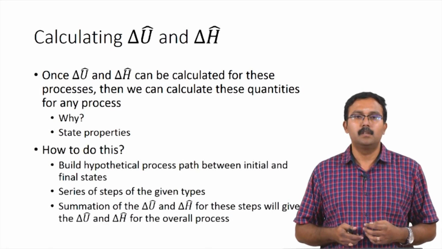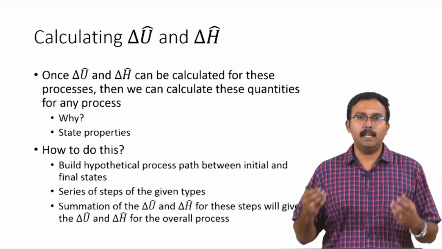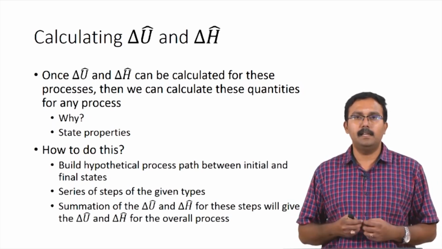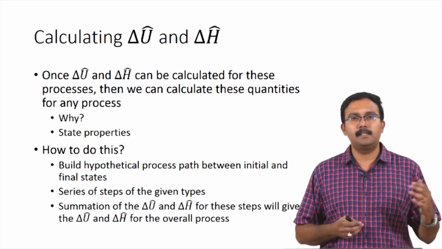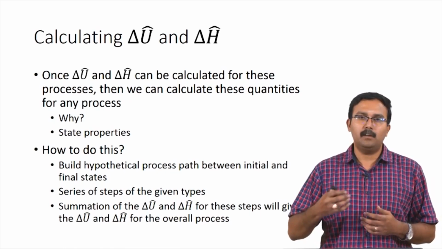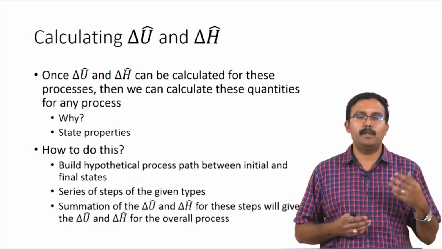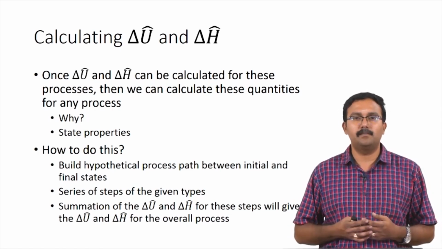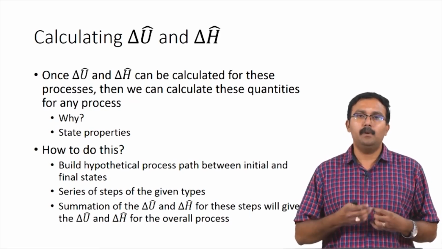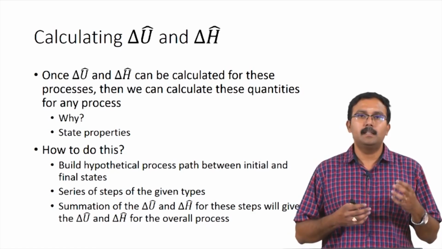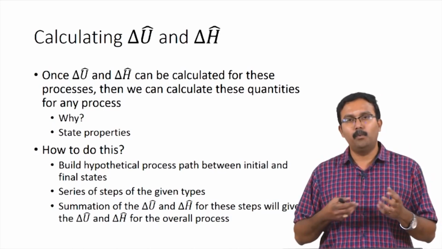So, how do we do this? We will be building a hypothetical process path between the initial and final states. We will explain that in greater detail with some examples, but what we basically do is create a series of steps which are of the given types, where you have only temperature changing at constant pressure and phase, or where you have pressure changing at constant temperature and phase, and so on. Each of these steps will follow this rule, and we will have a series of steps so that the initial condition finally reaches the final condition through these smaller steps.